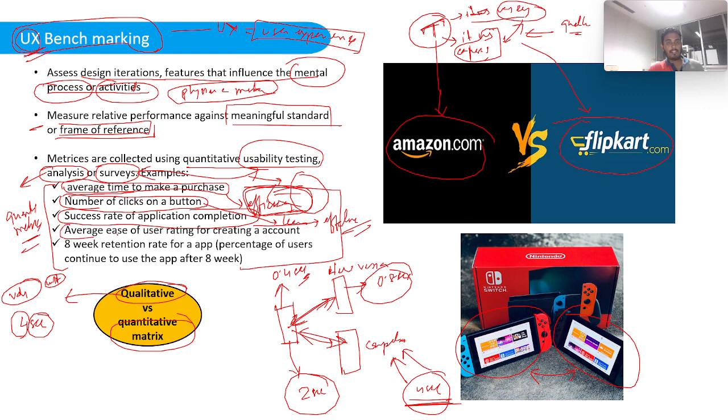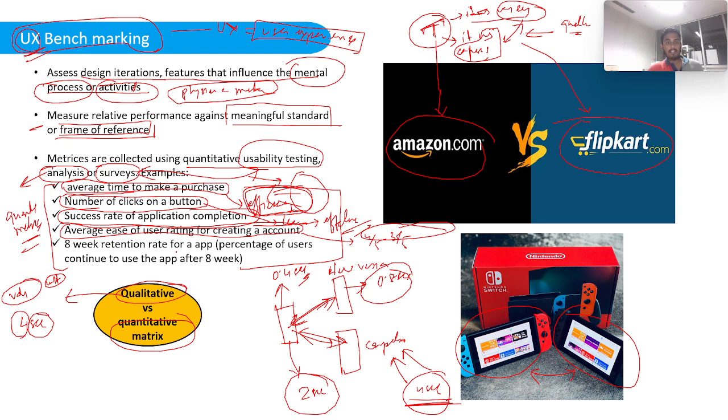Then average ease of use. Ease of use is difficult to measure, so you just ask the person to give some rating on ease of use. He can say, okay, 4 out of 5 for ease of use. Someone can give 3 out of 5. Later you can see what average rating you are getting. So you are again measuring ease of use.